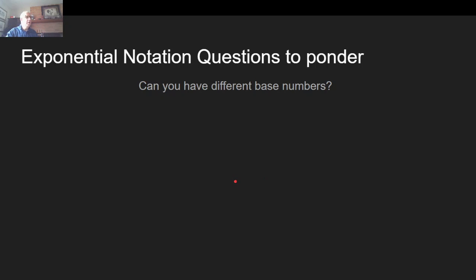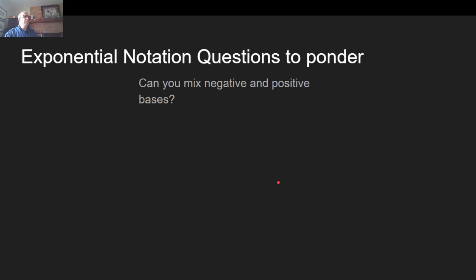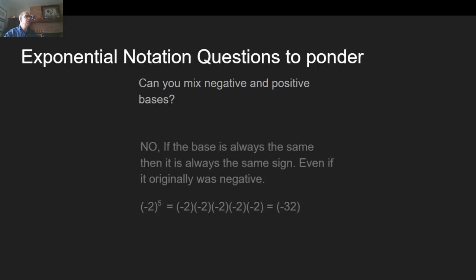So can you have different base numbers? No, because you have the base number to a power, so that means that number is being multiplied repeatedly, so it's always the same. Can you mix negative and positive numbers? No, the base has to be the same. So 2 times 2 times 2 times 2, negative 2 times negative 2 times negative 2, etc. Be careful of the sign.